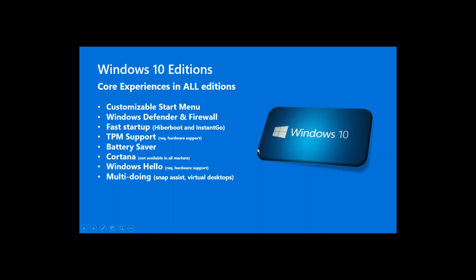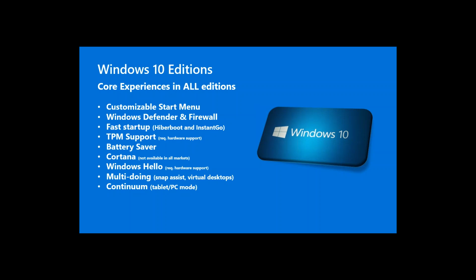I'm not going to belabor all the features of Windows 10 because we went through those in a previous webinar, but in all editions you get the core experience: customizable Start menu, Windows Defender, Hyperboot, TPM if you have hardware support, Battery Saver, which is a feature that came over from the mobile platforms to help save battery on tablets and laptops. Cortana, I noted here, is not available in all markets around the world, so obviously available in the U.S., but if you're in an outlying market, Cortana may not be available yet.